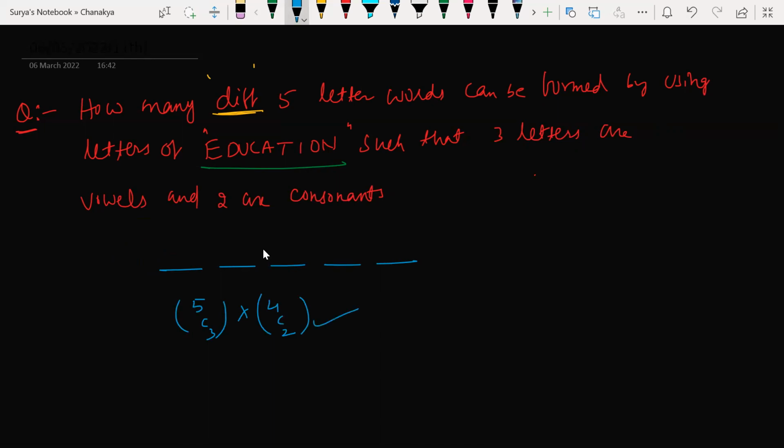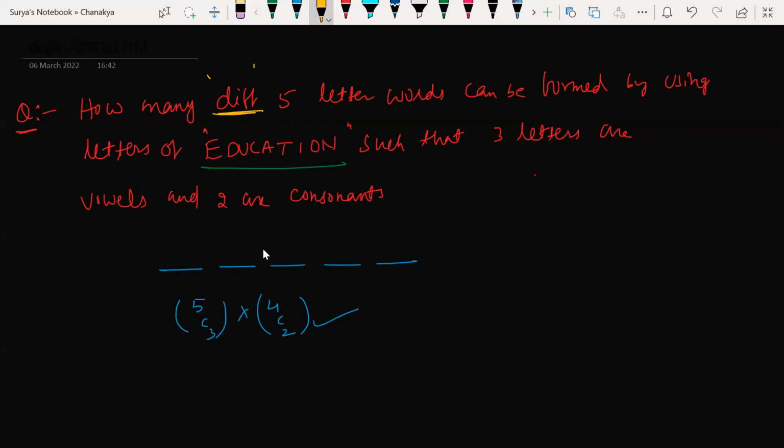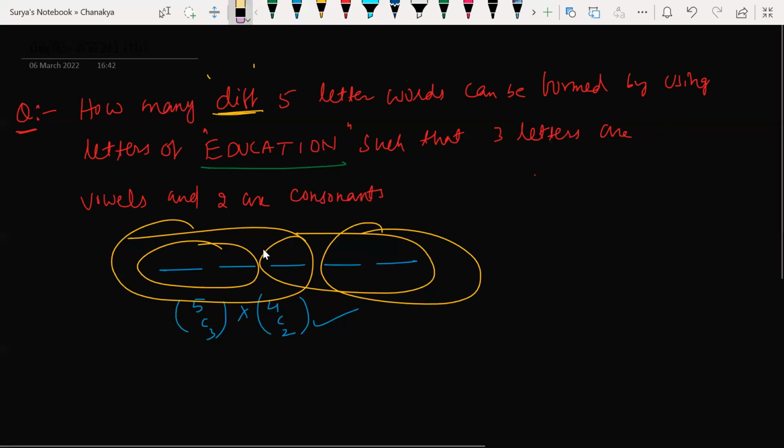Who said that to you yesterday, guys? If you open your notebook, please have a look at the previous question. It was almost the same question, such that first three letters are vowels and then next two are consonants. That was the condition. In the first three positions must be vowels, then the next two positions will be consonants. But here, if you understand properly, there is no such condition. Here first two positions consonants can come, then vowels can come, or first three vowels can come, then last two consonants can come. Anything is possible here. There is no such condition given to you.